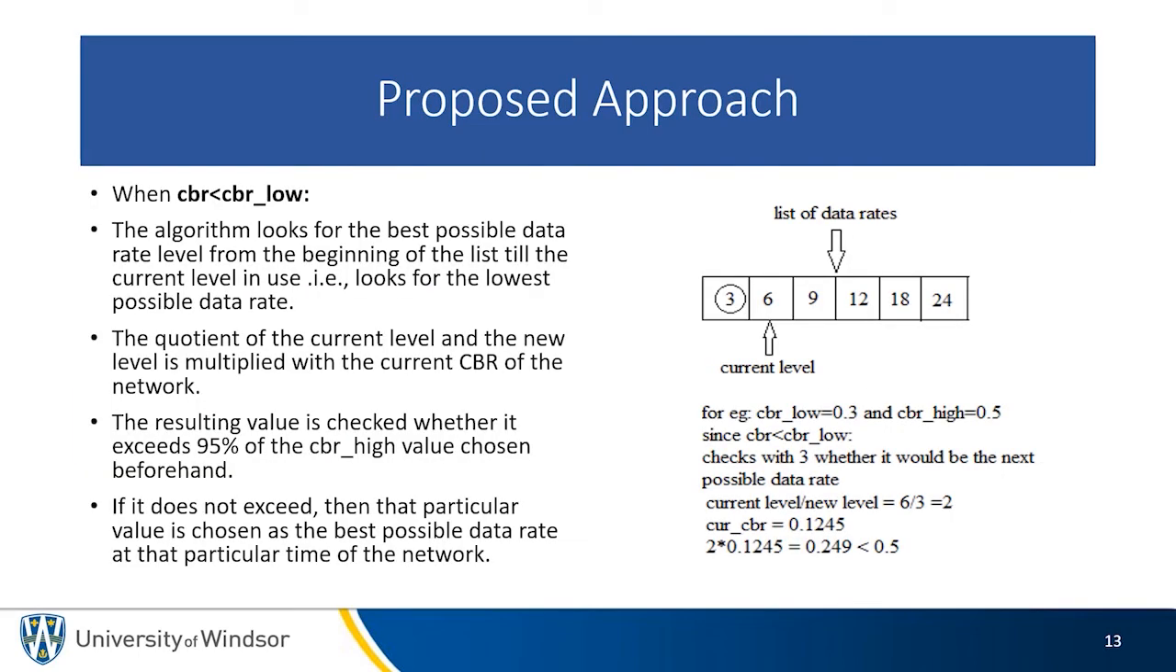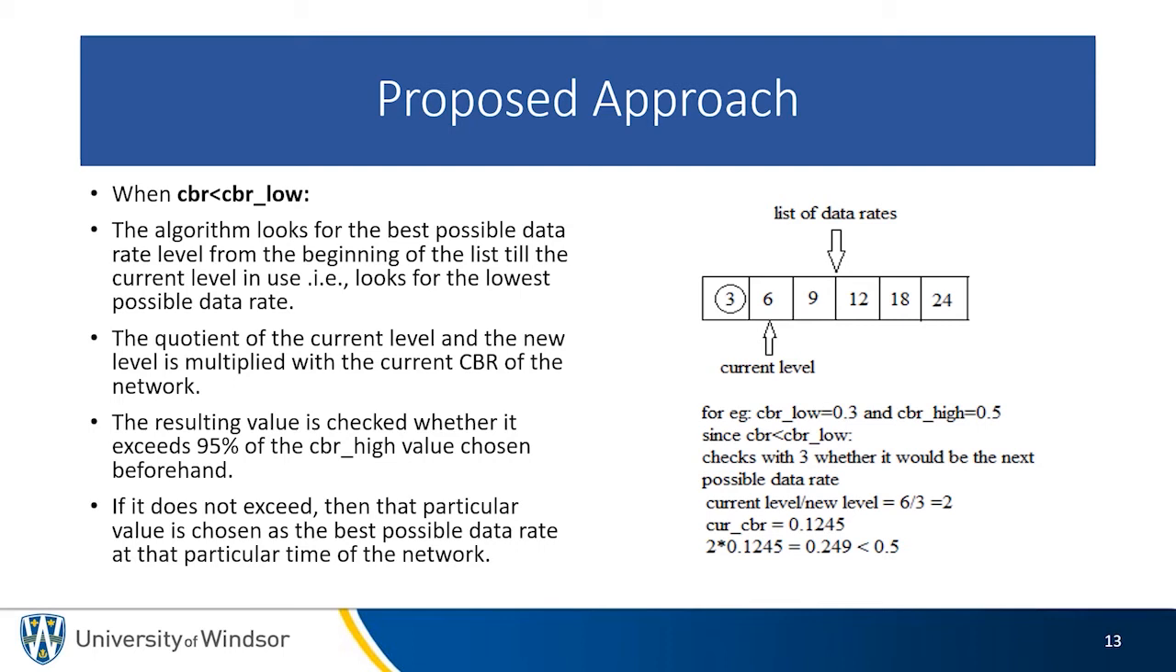Proposed approach, Part 1. When the current CBR of the network falls below the low channel threshold, the algorithm looks for the best possible data rate level from the beginning of the list to the current level in use. That is, the algorithm looks for the lowest possible data rate, since the list is in ascending order. The quotient of the current level and the new level is multiplied with the current CBR of the network. The resulting value is checked whether it exceeds 95% of the high channel threshold value chosen beforehand. If it does not exceed, then that particular value is chosen as the best possible data rate of the particular time of the network. Let us look at the illustration.